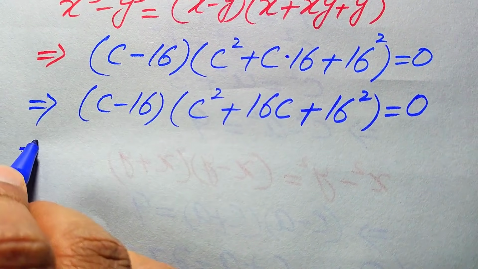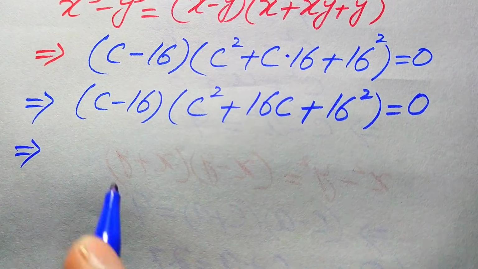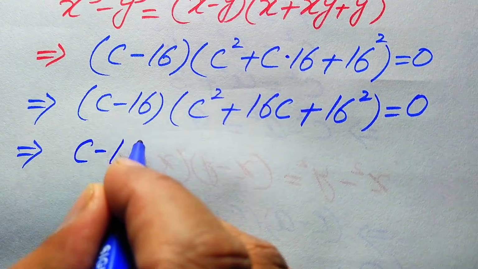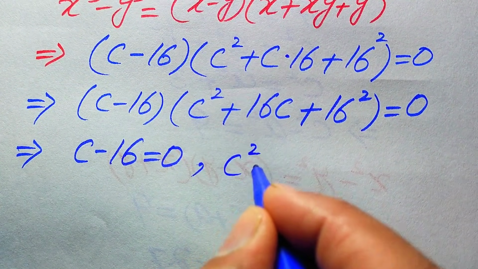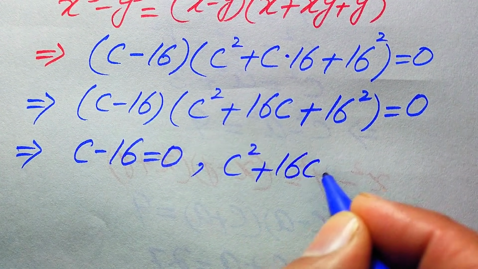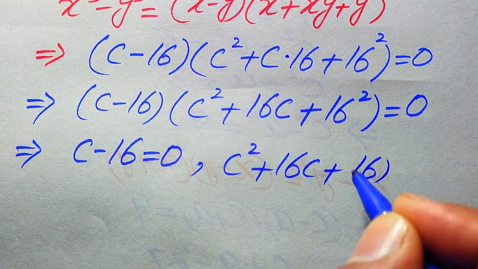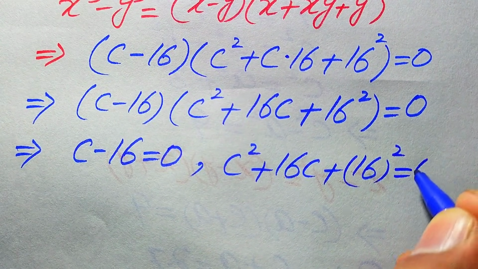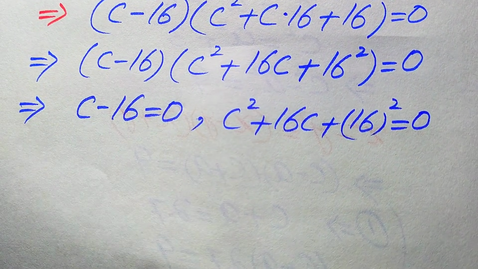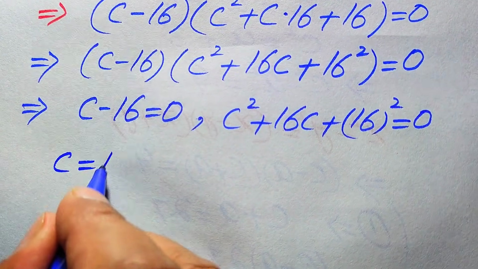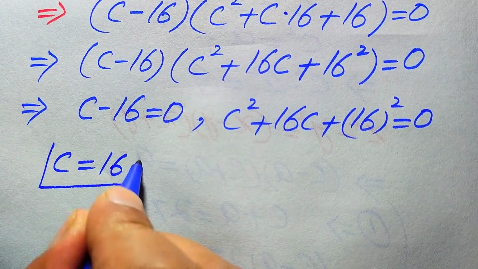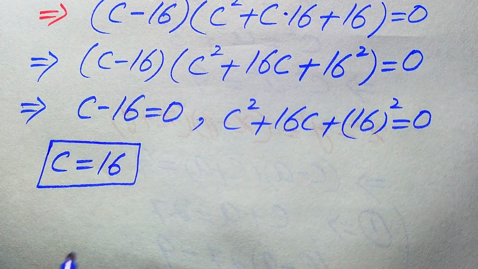And now in the next step we need to divide this equation into two cases. The first case is we write c minus 16 equal to 0, and the second case is we write c squared plus 16c plus 16 whole squared is equal to 0. And now in the next step we move this minus 16 to the right hand side, and it will be written as c is equal to 16.